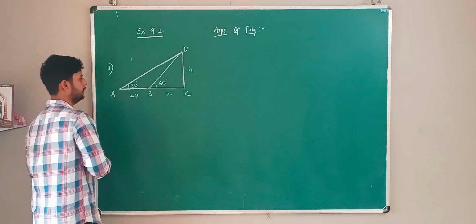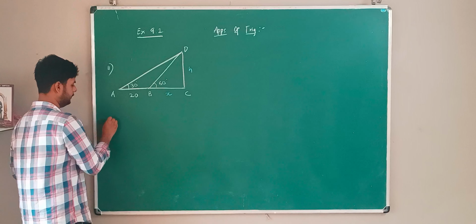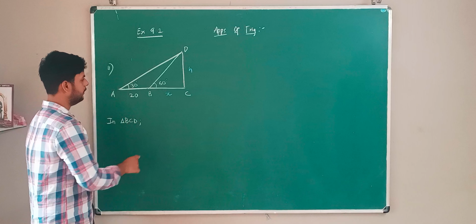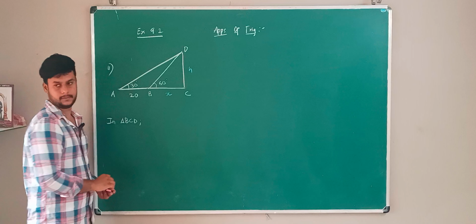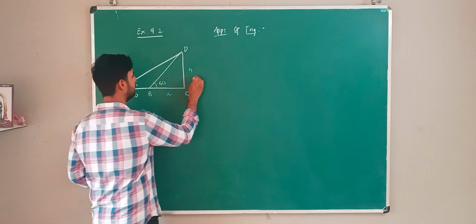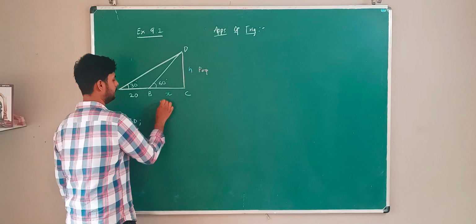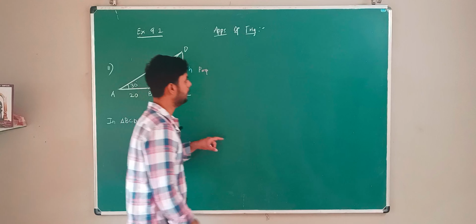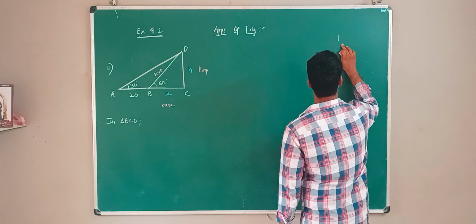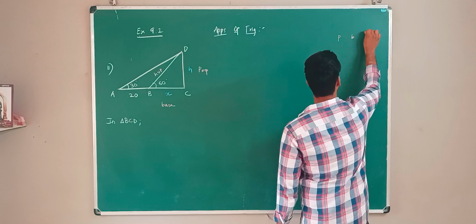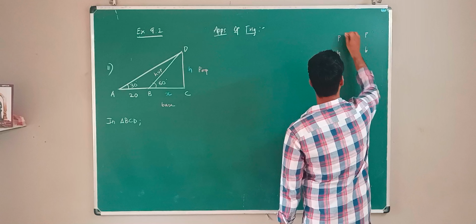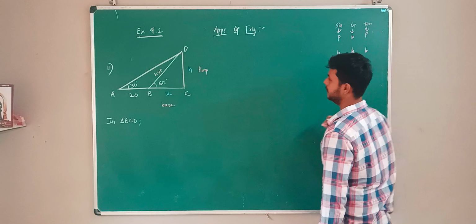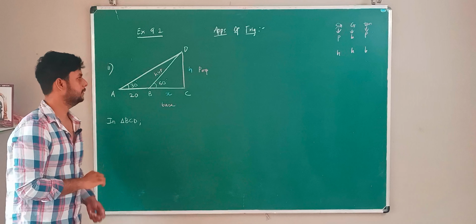So I will begin with the small triangle, that is BCD. In triangle BCD, where is the angle? The angle is forming here. If this is the angle, where is the perpendicular? Perpendicular is DC. Where is the base? BC. This is the hypotenuse. Correct? Now write the formula. This is for sine, cos, tan.